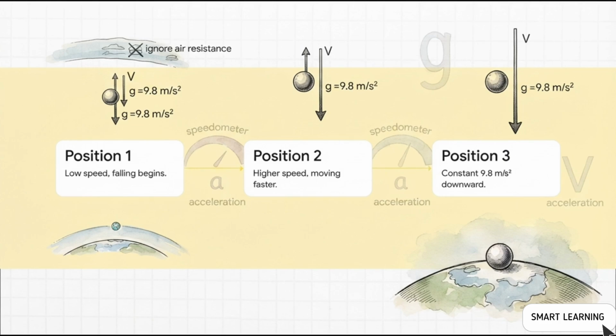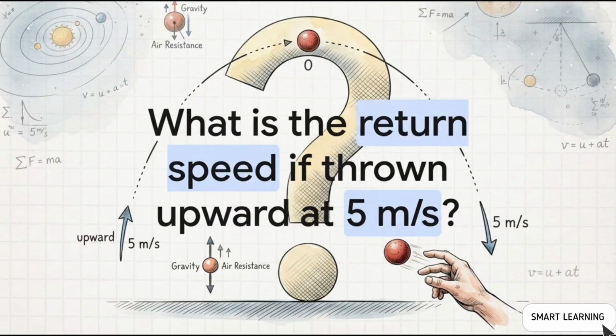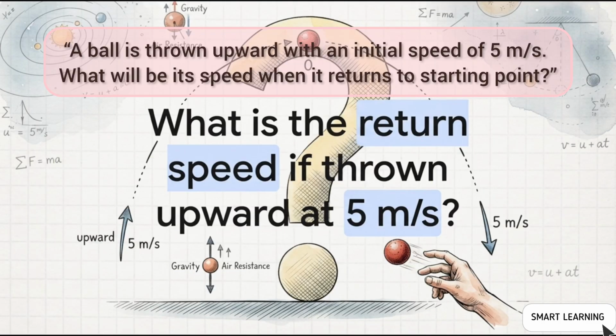The acceleration is just the rate that the speed is growing. The speed changes, sure, but the rate of change is totally fixed by gravity. Question 8 complete. And now for our grand finale. Question 9. A ball is thrown upward with an initial speed of 5 meters per second. What will be its speed when it returns to its starting point?